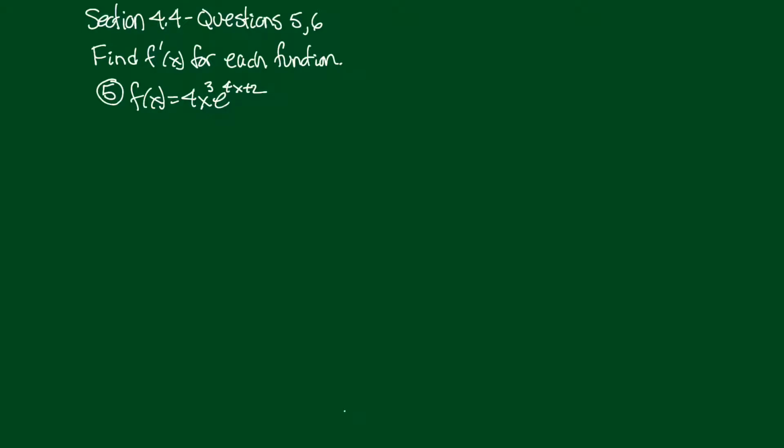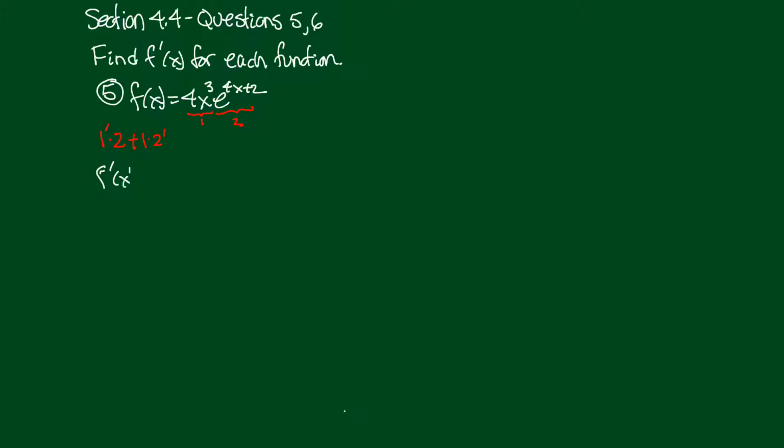So for problems 5 and 6, we're going to find the derivatives of the given functions. In 5, we're given this function here. Now what I'm looking at is a product, right? There's the first factor and the second factor. So I'm going to use the product rule: derivative of the first times the second, plus the first times the derivative of the second. So let's start it up here.